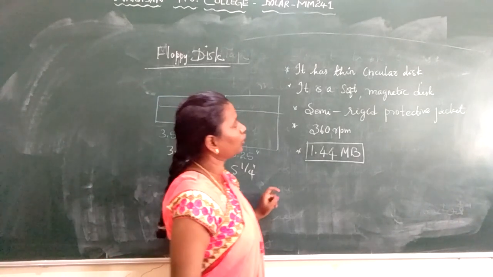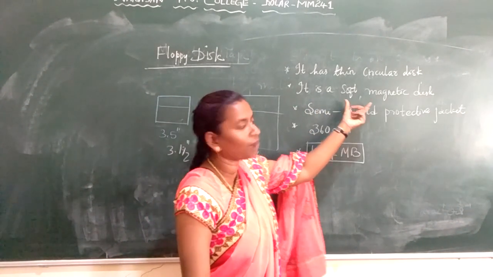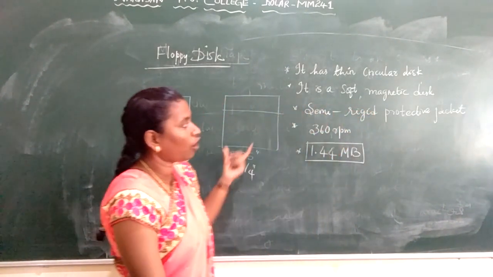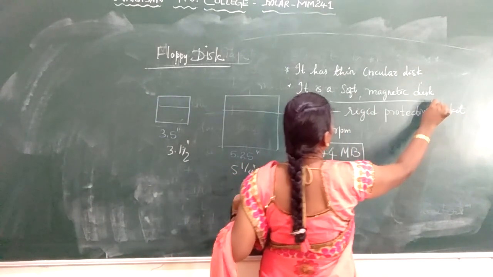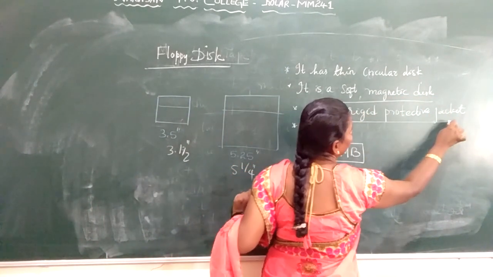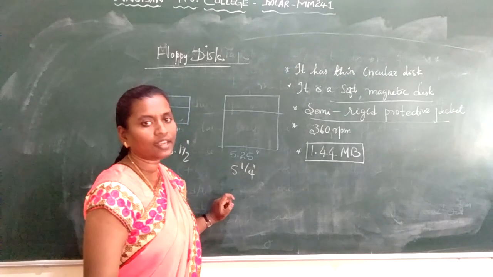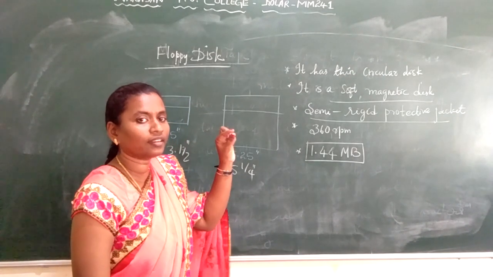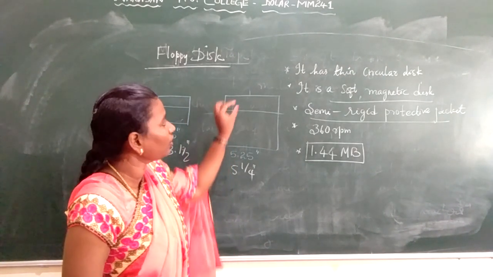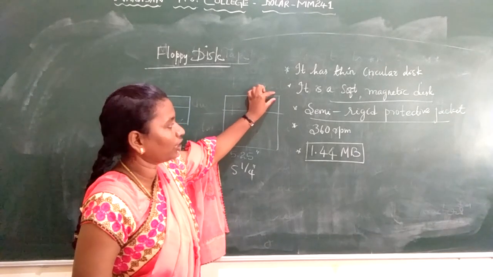It is a thin circular disk. Inside your floppy disk we have a soft magnetic disk. It has a semi-rigid protective jacket. We have a latch here, a read and write protect latch.